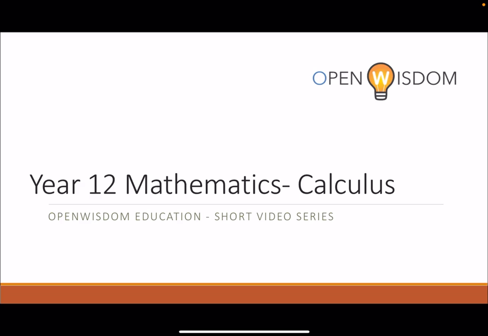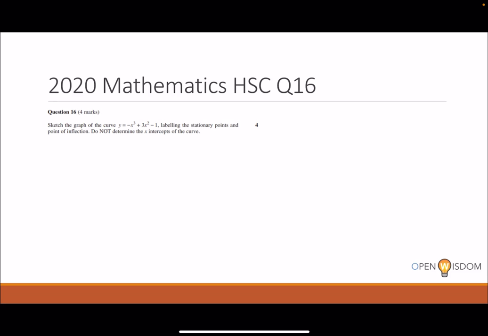Hello everyone, in today's short video series, we're going to cover curve sketching using calculus. The question we're going to cover today is from the 2020 HSC 2-unit paper, question 16. The question is asking us to sketch the graph of the curve y equals negative x cubed plus 3x squared minus 1 by finding the stationary points and the point of inflection.